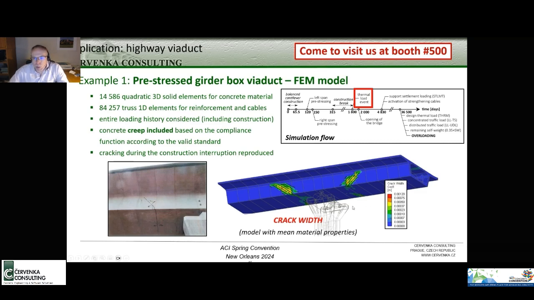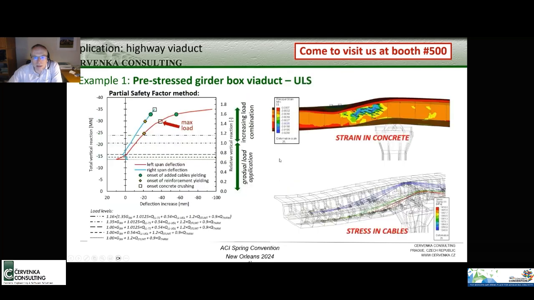Here you see the results from the simulation, where the construction process was taken into account and modeled very exactly. An important part was that the construction of the bridge was interrupted for almost 2 years, and the bridge was not fully properly insulated from the top, because the road was not yet there, so the bridge was exposed to the sun, and this showed to have quite an important effect on the propagation and development of these diagonal cracks.